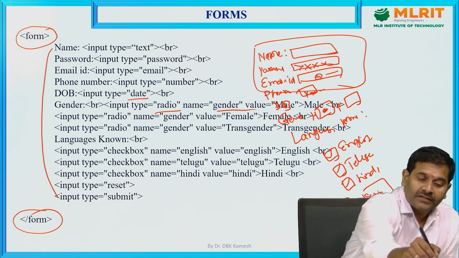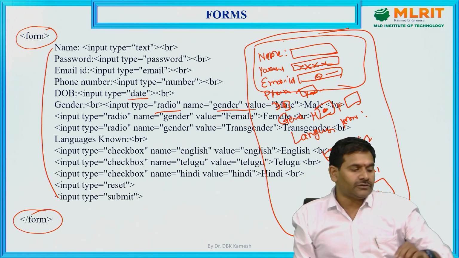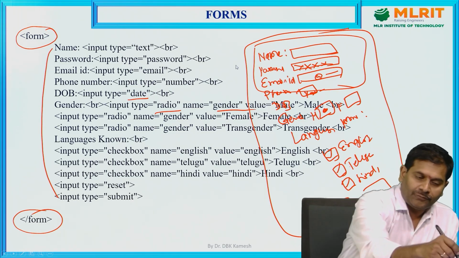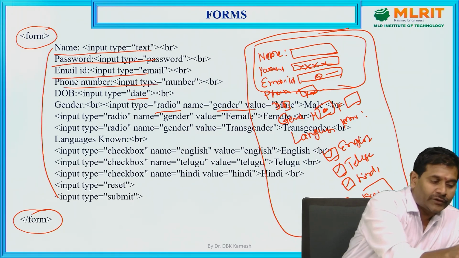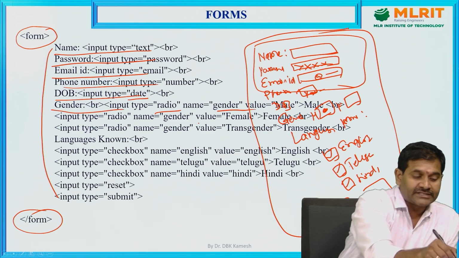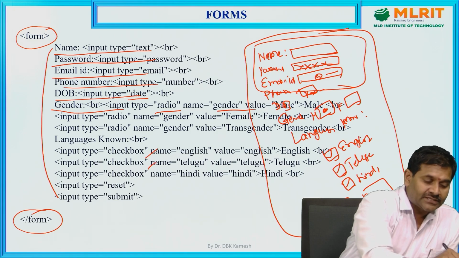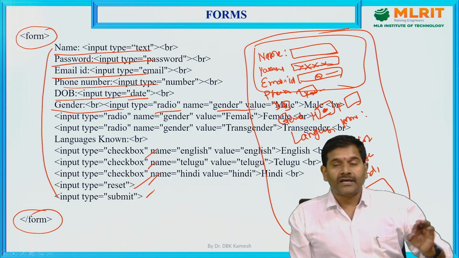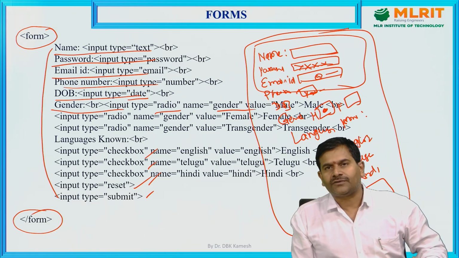So all of these together are called a form, right? Inside the form you need to write this kind of form tag. So name, password, email, phone number, date of birth, gender, whether the gender is male or female. Then languages like check boxes, 3 check boxes, and reset and submit buttons. This is called a form tag. Then the user fills the entire form, right?